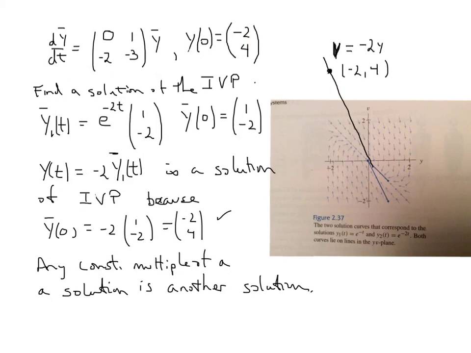And since we already demonstrated that y1 of t, this solution vector, solves the differential equation, minus 2 times it will also be a solution. And so we conclude that this is the solution of the initial value problem. It satisfies the initial condition, and it is a solution of the linear system. That's it.